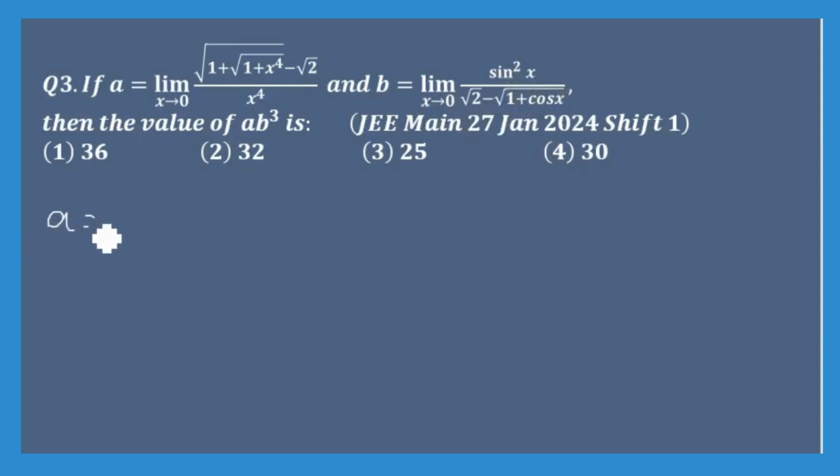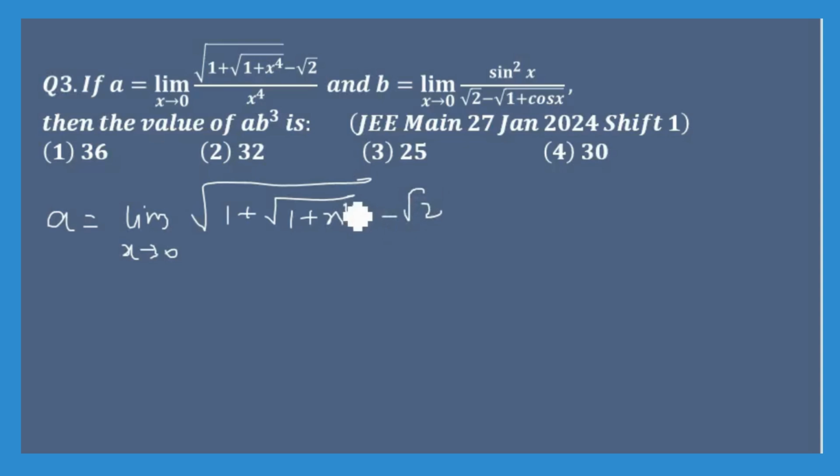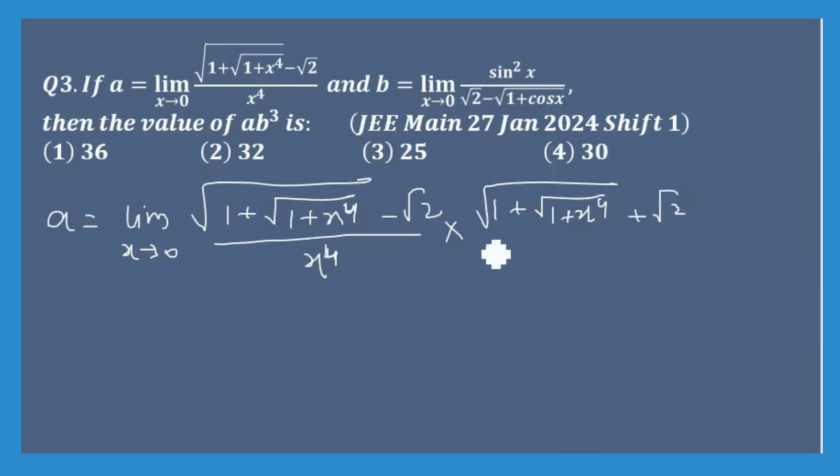So first I will find a, that is limit x tends to 0 of under root 1 plus the square root of 1 plus x to the power 4, minus root 2, divided by x to the power 4. So what I will do here is use rationalization on the numerator part. To rationalize the numerator, I will just use the opposite sign: multiply by under root 1 plus square root of 1 plus x to the power 4 plus root 2, divided by the same expression.